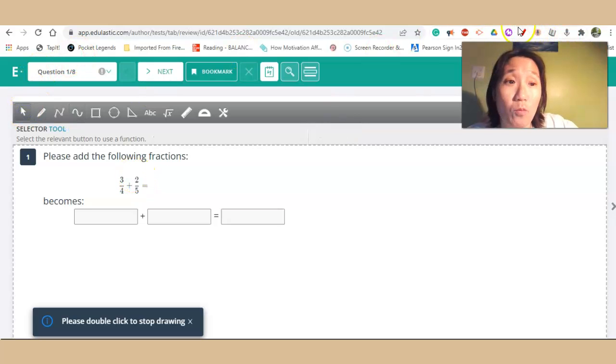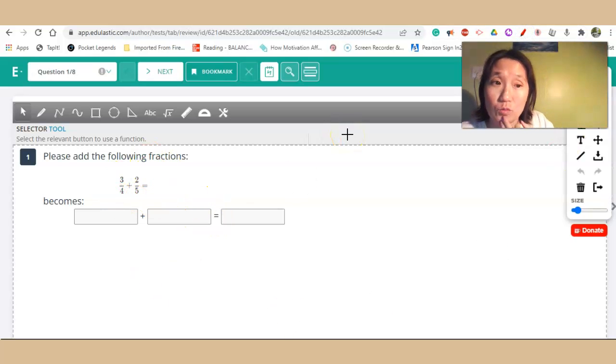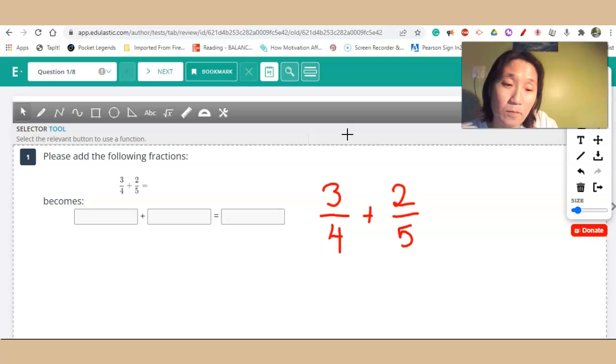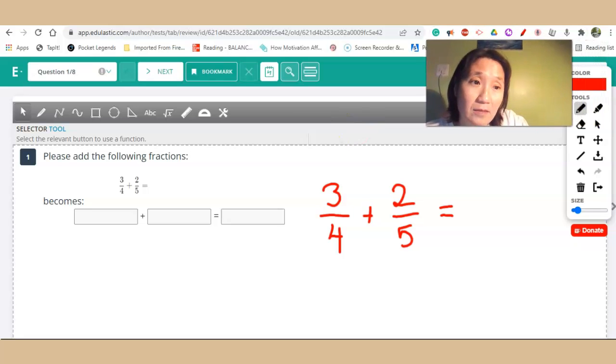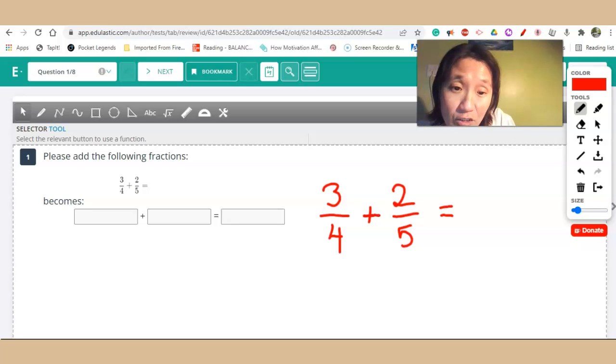Okay, so what you're going to do is create a common denominator. So I'm going to write 3/4 here plus 2/5. Okay, and then I'm going to write an equals. So you'll use the write tool. You have got to create a common denominator between these two things to add them.